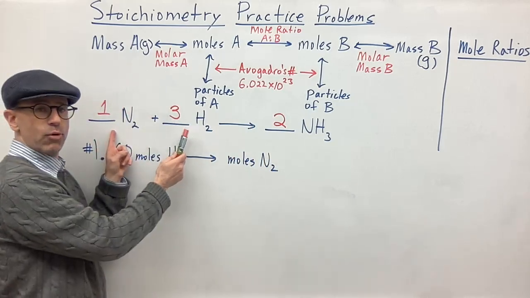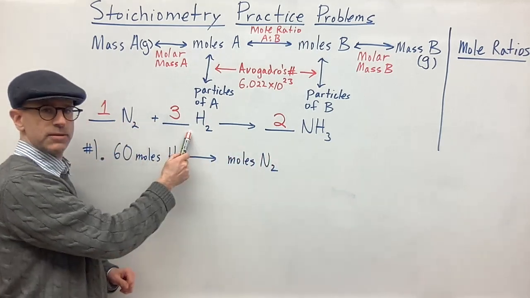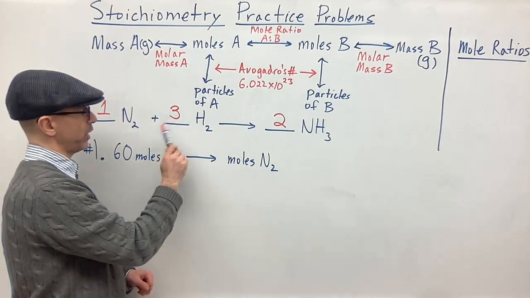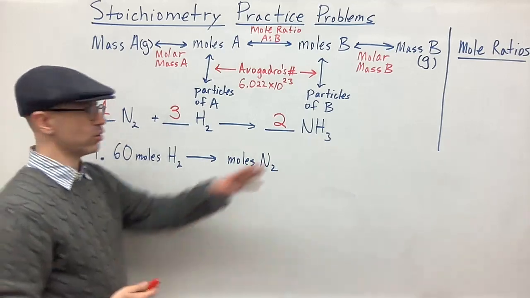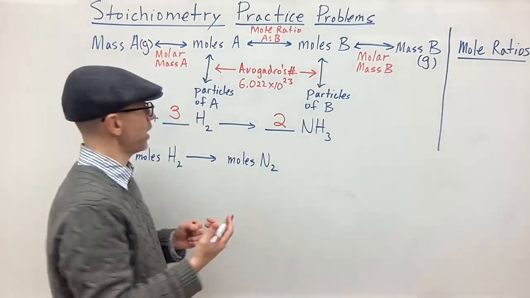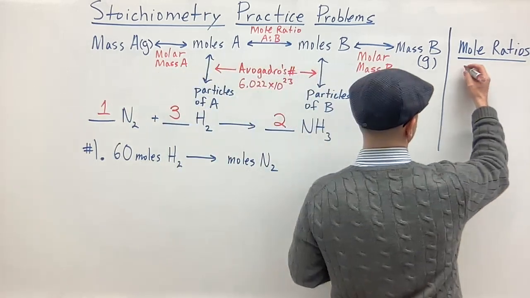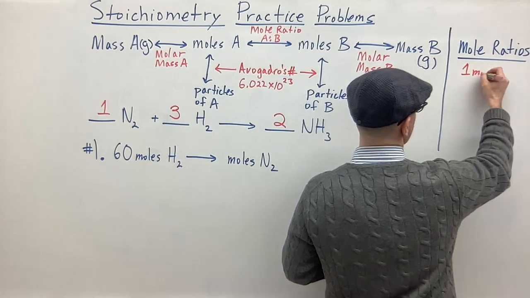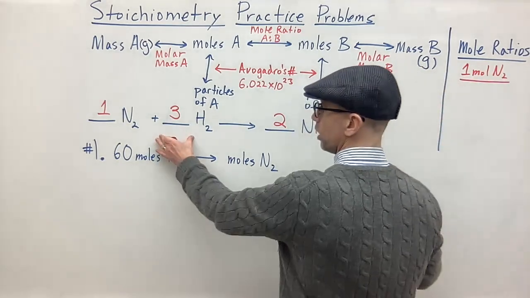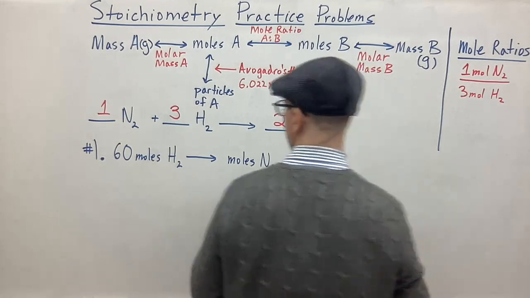So we want to write the ratios for the different substances. We can have a mole ratio between nitrogen and hydrogen, between nitrogen and ammonia, or between hydrogen and ammonia. So let's go ahead and write those over here. I'll write these as fractions, or what we call conversion factors. The mole ratio between nitrogen and hydrogen is 1 to 3. So we can write this as 1 mole of nitrogen over 3 moles of hydrogen, 3 moles H2.